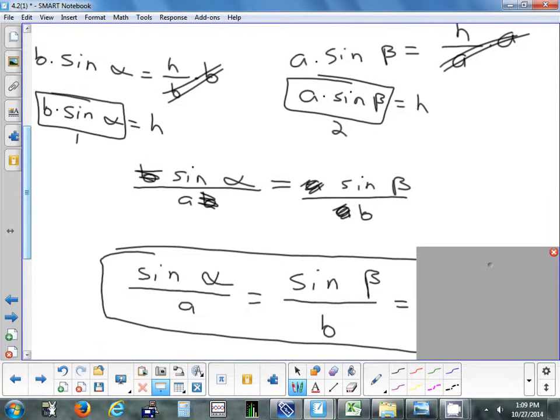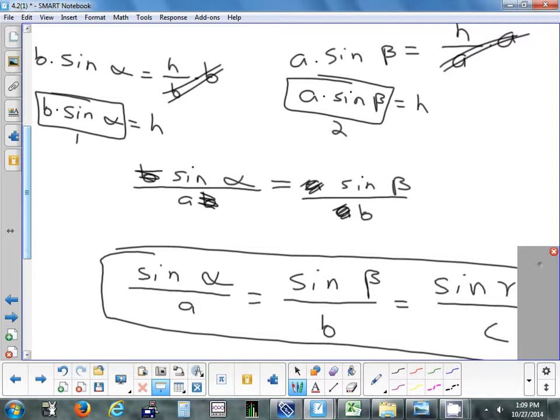Does anybody have a guess what the third part will be, following the pattern we have here? Gamma. Yep. C. Sine of gamma over C. Very good. So this is the law of sines.